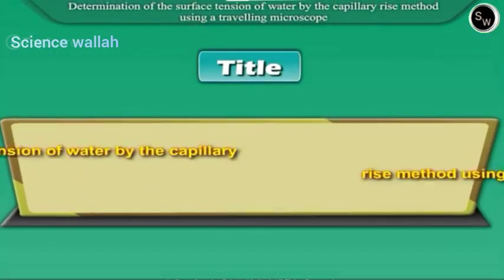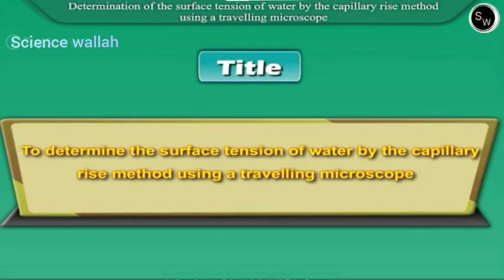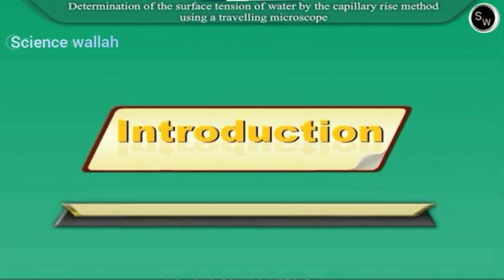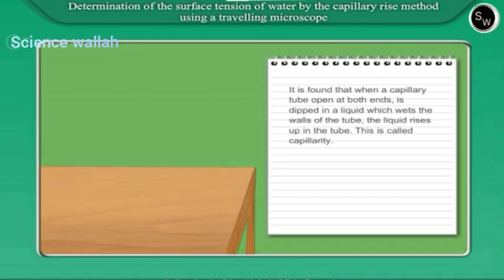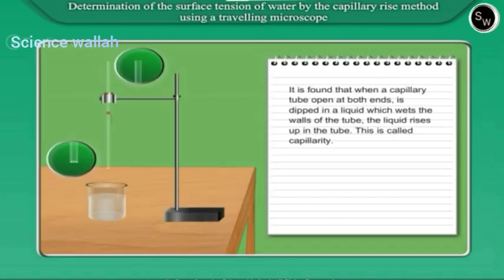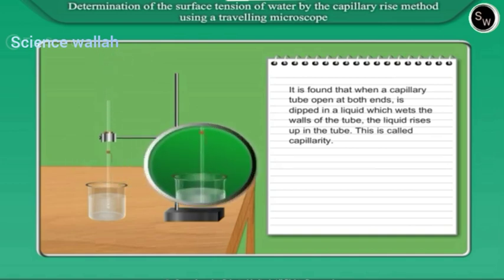Title: To determine the surface tension of water by the capillary rise method using a traveling microscope. Introduction. It is found that when a capillary tube open at both ends is dipped in a liquid which wets the walls of the tube, the liquid rises up in the tube.